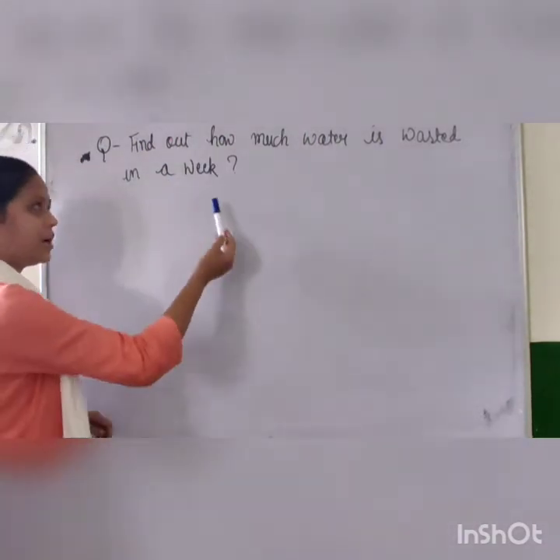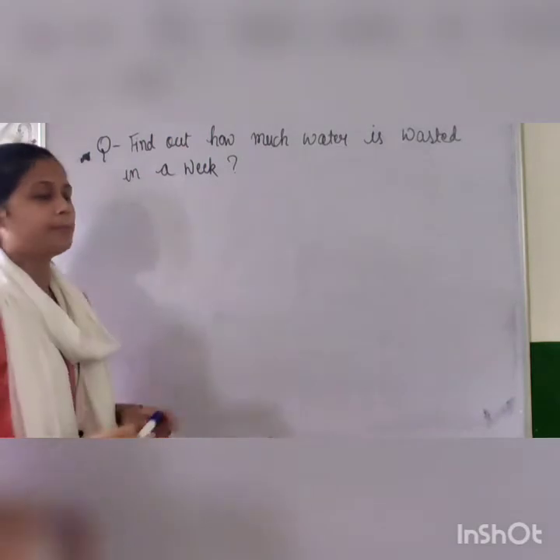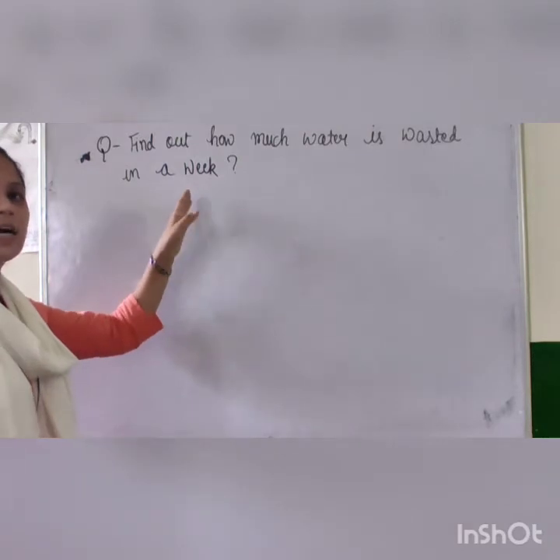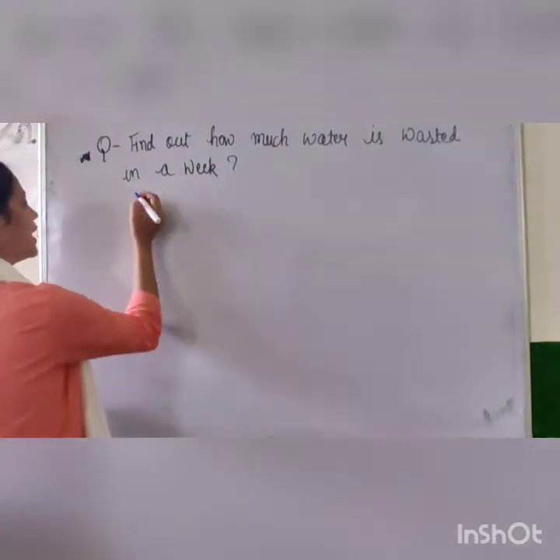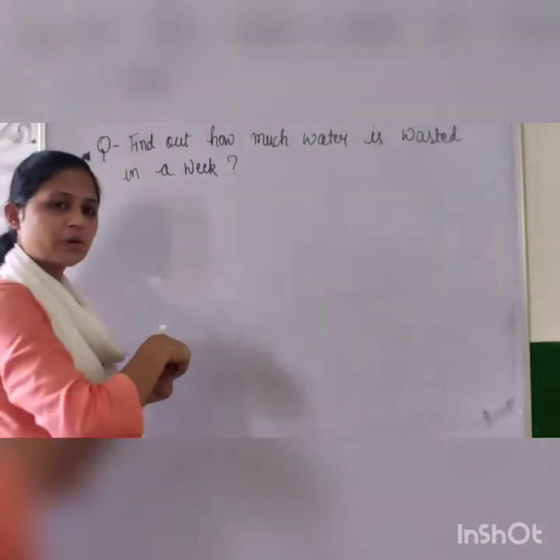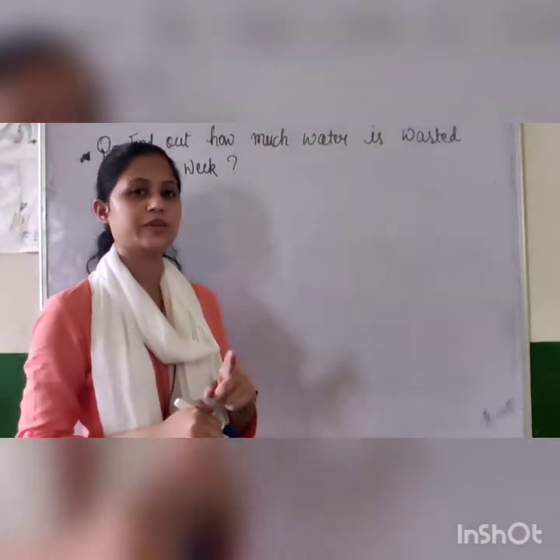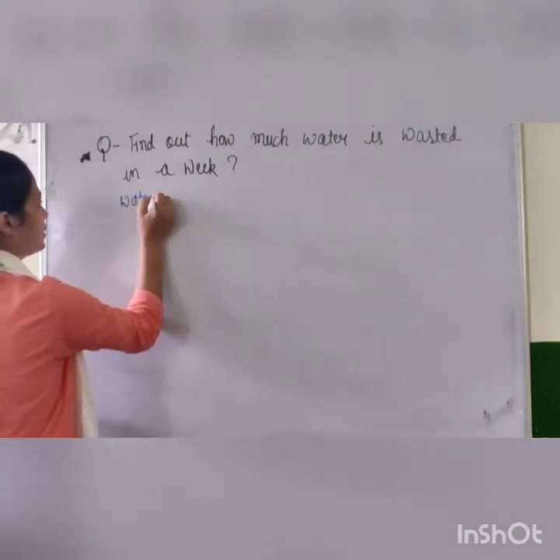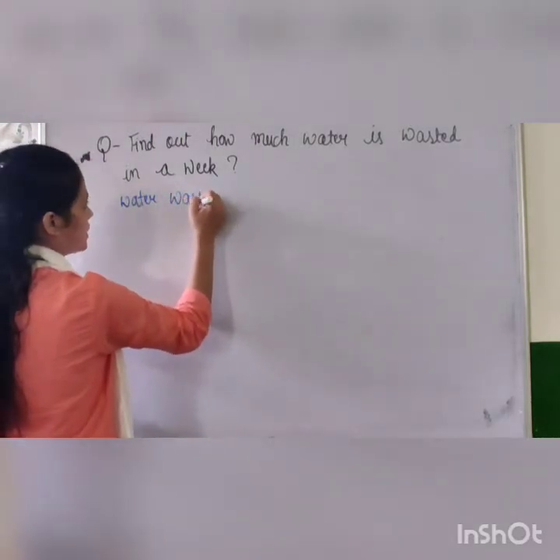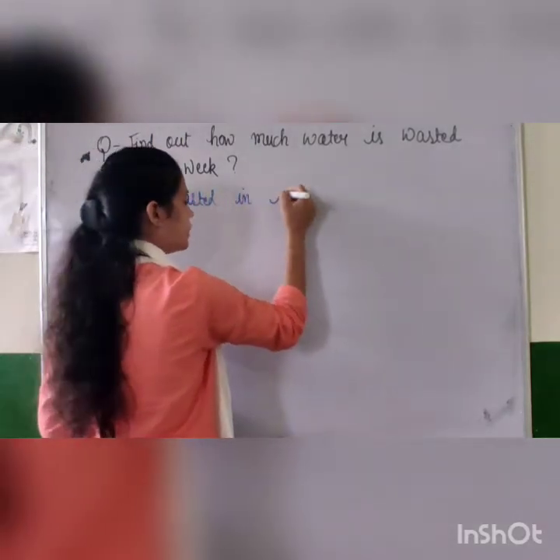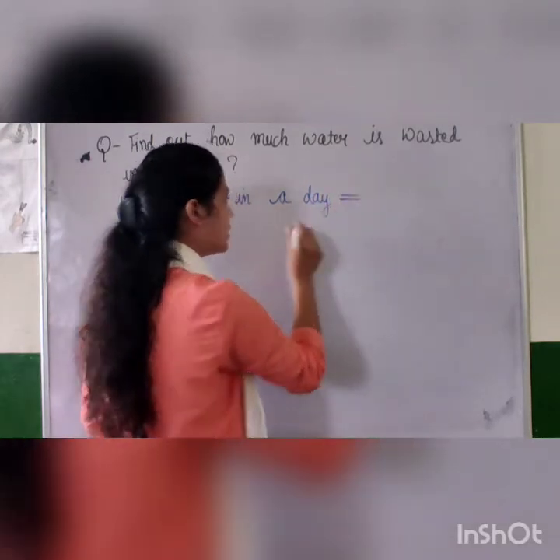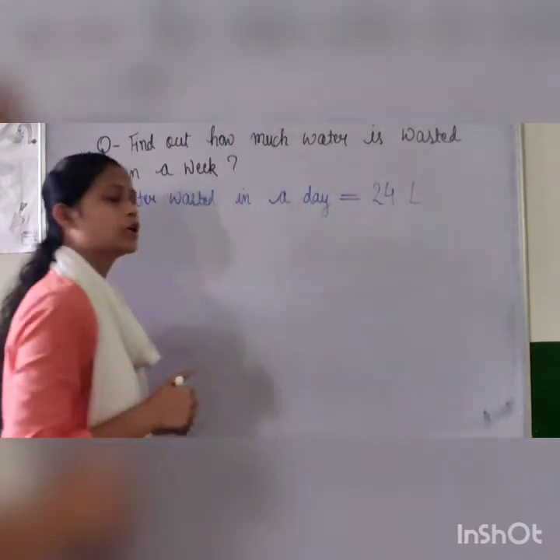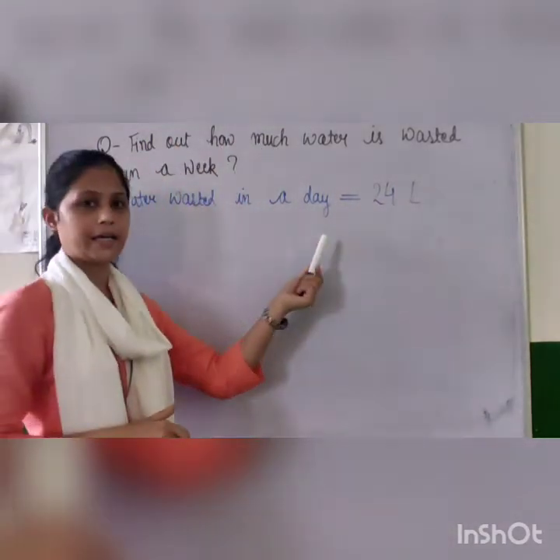Next is to find out how much water is wasted in a week. Before this we have found out water wasted in a day. Now we have to find out water wasted in a week. As we found in the previous question, in one day 24 liters of water is wasted. They are wasting 24 liters of water in 1 day.